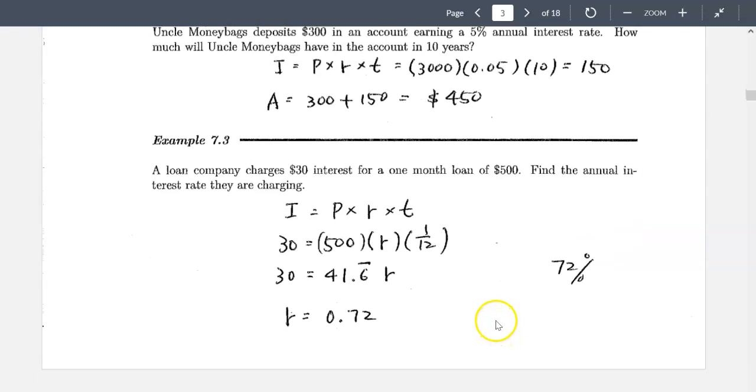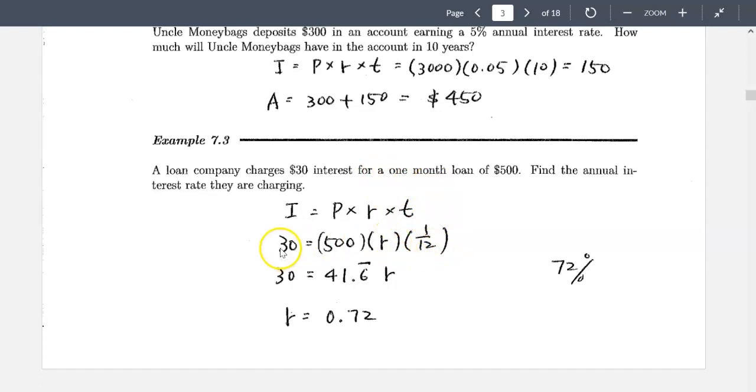Now we can do the same thing with a loan. What if we borrow a loan for only 1 month? Now remember, the principal is $500. That's fine. The rate is, we don't know. But T, this is important now. Remember, T is in terms of years. If you only borrow a loan for 1 month, 1 month is 1/12 of a year. So you don't want to put 1 here. If you put T equal to 1, that means 1 year. You only borrow it for a month, so it's 1/12.